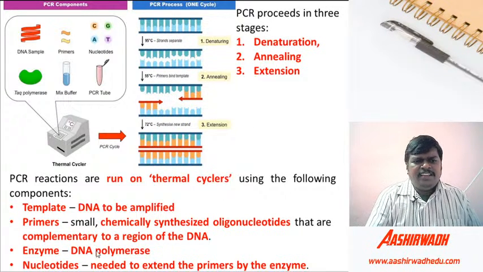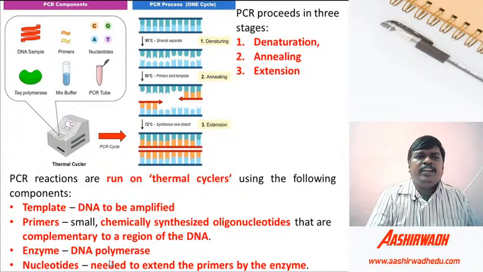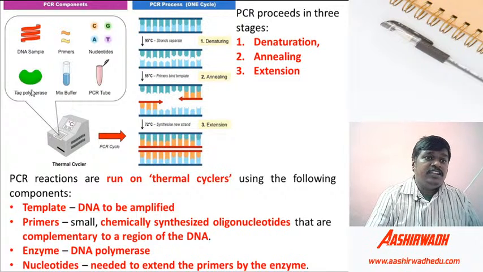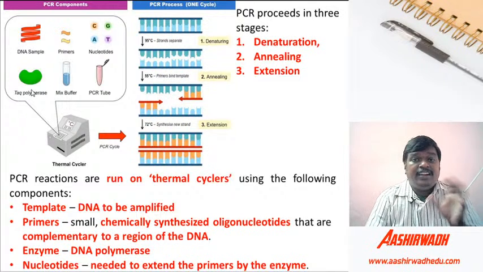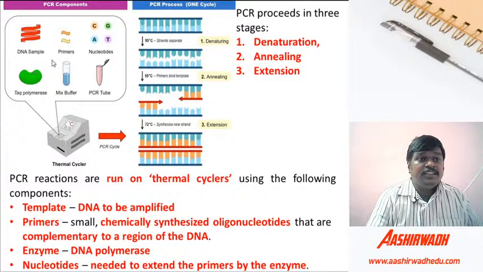The enzyme is DNAP, called DNA polymerase enzyme, or it is also called TAQ polymerase enzyme, because it is taken from a particular bacteria called Thermus aquaticus, which is able to withstand different temperatures. They are using that, that's why it is called TAQ polymerase enzyme.